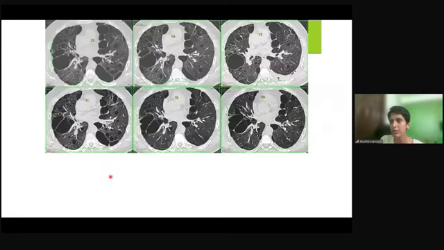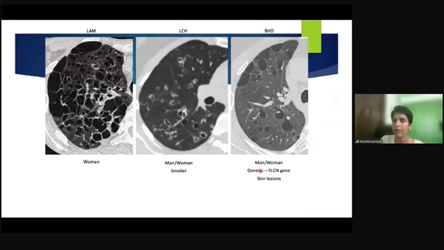Obviously, when you see such cysts, again, I'm stressing the fact that it's a non-smoker man, you should be thinking of Birt-Hogg-Dubé syndrome as your diagnosis, and you should be getting an FLCN gene mutation test and looking for skin lesions in these patients.